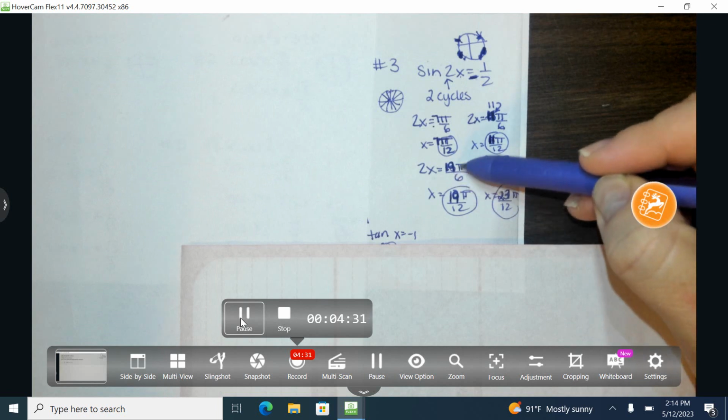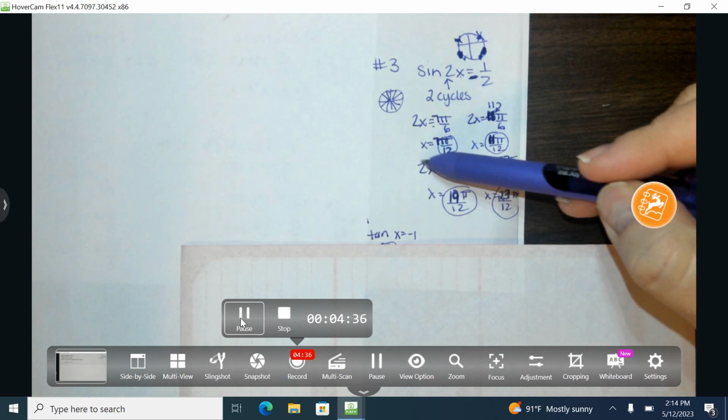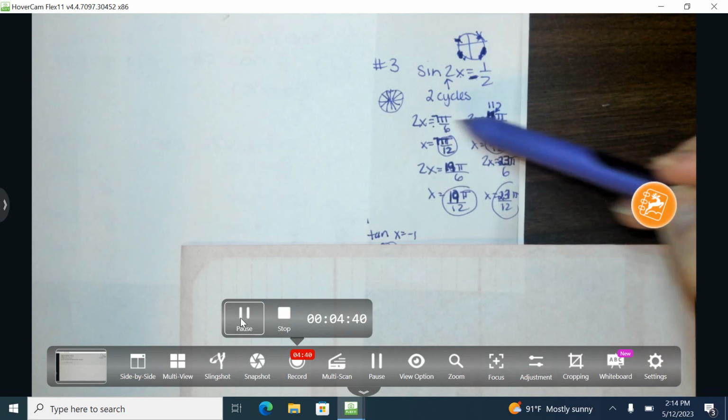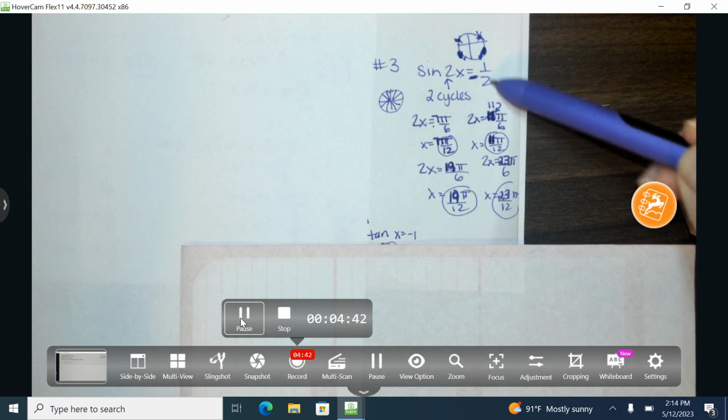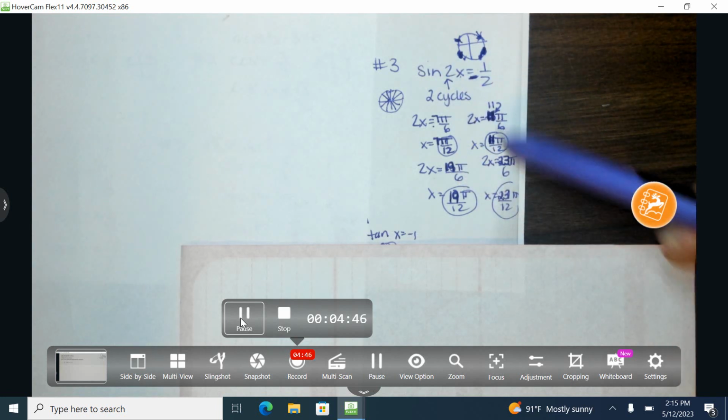That's where I came up with 19 pi over 6 and 23 pi over 6. Again, you set it equal to 2x. Now, why am I doing this 4 times? Because there's 2 places that have a negative 1/2 as a sign when I do the first cycle, but I have to do 2 cycles. That's why I came up with each 4 of these.